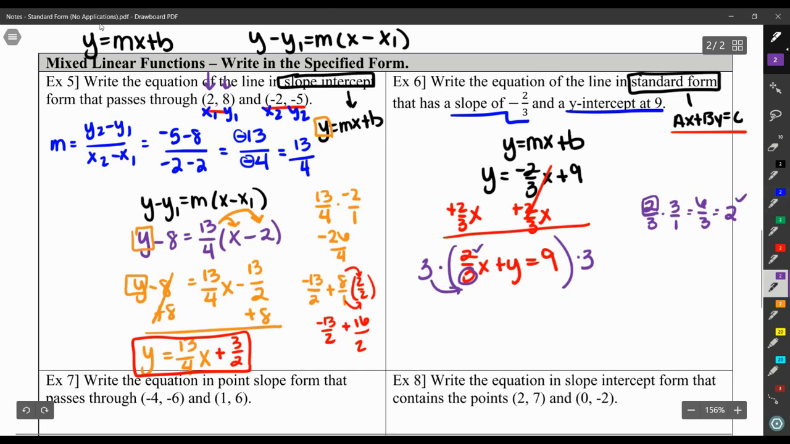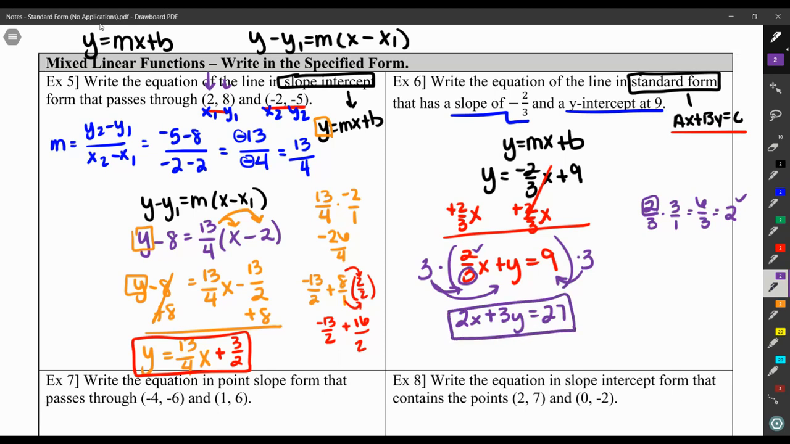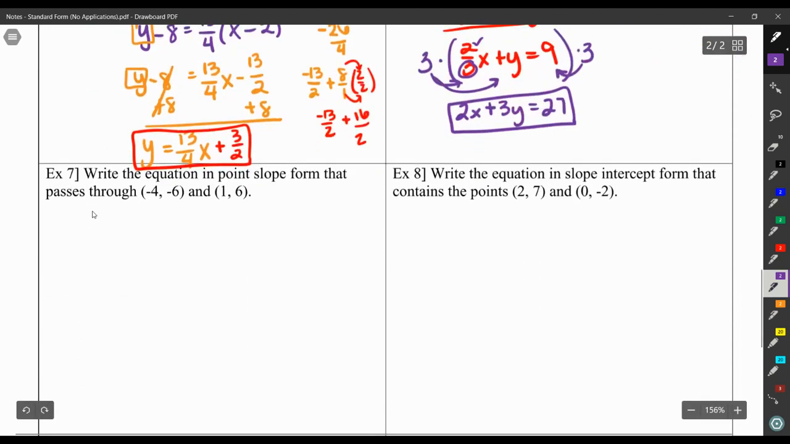So 3 times 2/3 x is 2x. 3 times y makes 3y. 3 times 9 makes 27. So this would be our standard form of the line with a slope of negative 2/3 and a y-intercept at 9. Pause the video, see if you can try number 7 and 8.